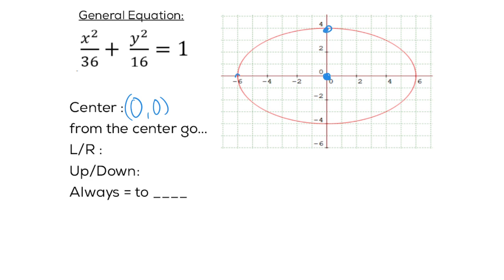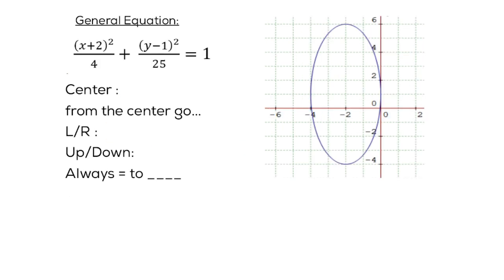And ultimately what we end up doing is plotting those 4 points, kind of like what we did in a circle, except that we go left, right, up, down, not all the same amount. So we're going to plot those 4 points, and then we're going to be able to just draw that ellipse in there. So from the center, go left and right 6, go up and down 4, and your equation, if you'll notice here, will always equal 1. In that previous slide, I didn't really draw attention to that, but it always is equal to 1.